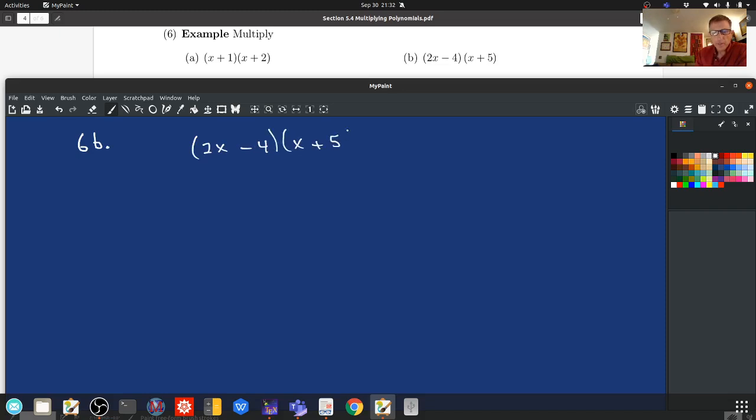So again, this is just an exercise in FOIL. Again, first, outer, inner, last. So 2x times x is 2x squared. Outer is 2x times 5, so that's 10x. Inner is minus 4x. And then last is minus 4 times 5. We have to collect these two terms.